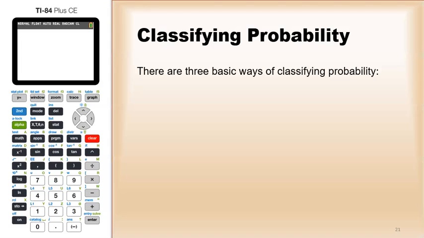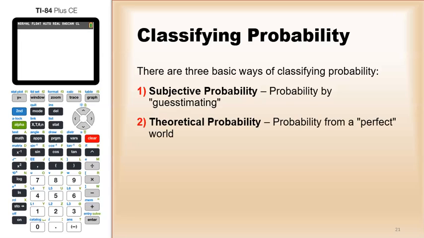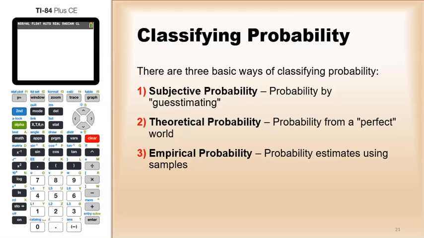Okay, there are three ways to classify probability. First is called subjective probability, and that's the probability of just guesstimating. Theoretical probability is the probability you expect from a perfect world, where you deal with outcomes and events, and that's the most mathematical of the bunch. Empirical probability is the probability you get from taking a sample and using the sample to make estimates.